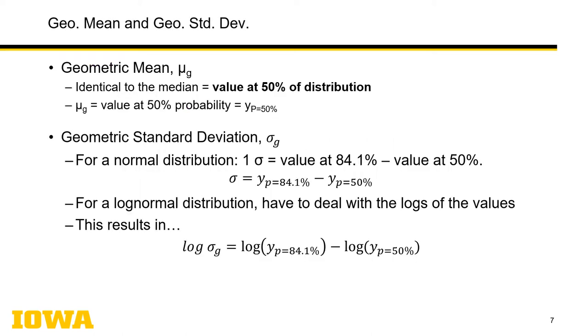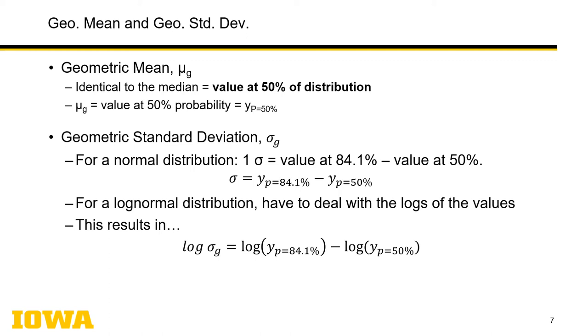Okay, so back to the geometric mean and standard deviation. It's worth noting that there is no distinction numerically between the mean and the median. They are both identical numerically when you deal with a lognormal distribution. They're both at the 50% probability value. And the geometric standard deviation is a bit odd, as we'll see.